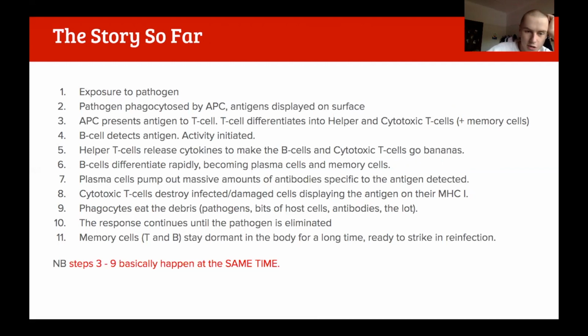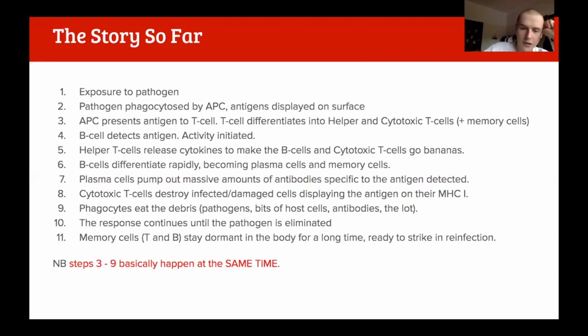Then our phagocytes go around, and they're basically cleaning up the mess that the plasma cells and cytotoxic T cells create. So dead cell parts, pathogens, antibodies, all these kinds of things get eaten up and digested. And this whole cycle continues until the pathogen is eliminated, or else. Basically, if this doesn't work, then you're not going to be very well at all.